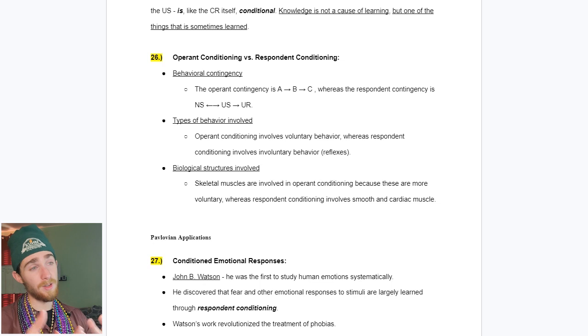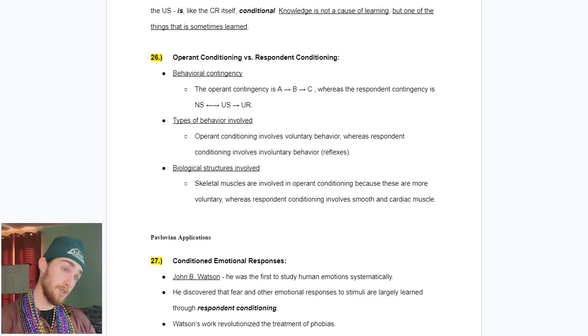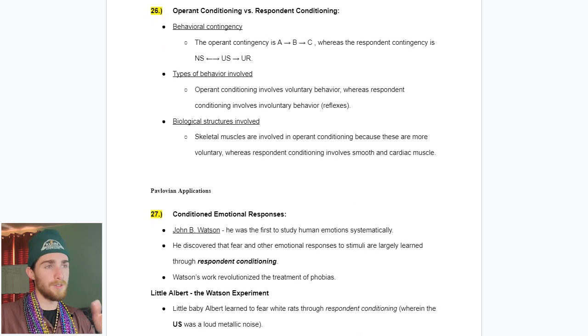We see that operant conditioning involves voluntary behavior, whereas respondent conditioning is more about involuntary behavior. Reflexes like salivation or weird twitches when you poke a certain way at someone. And then, of course, we also see that there is a difference in the biological structures that each form of conditioning involves. So, skeletal muscles are involved in operant conditioning because these skeletal muscles are more voluntary, whereas respondent conditioning involves smooth and cardiac muscles.